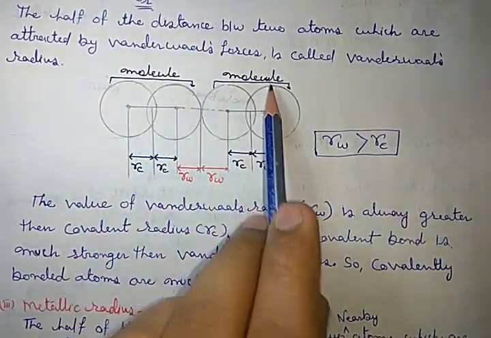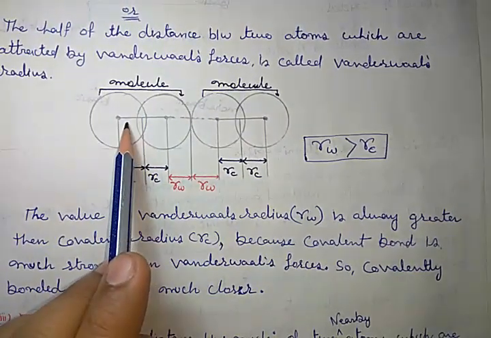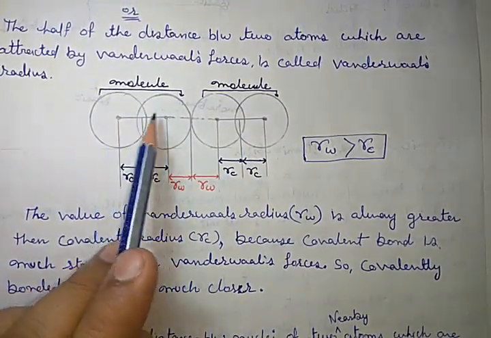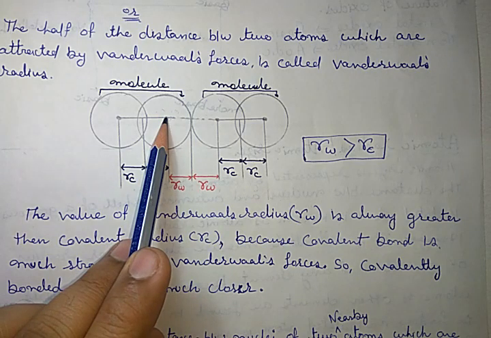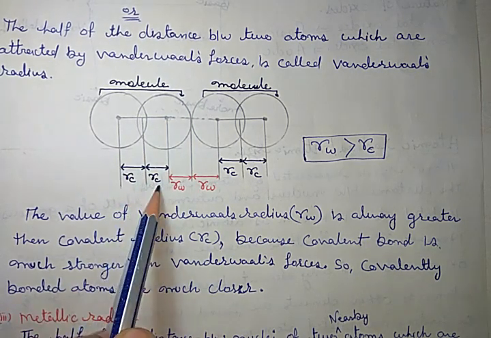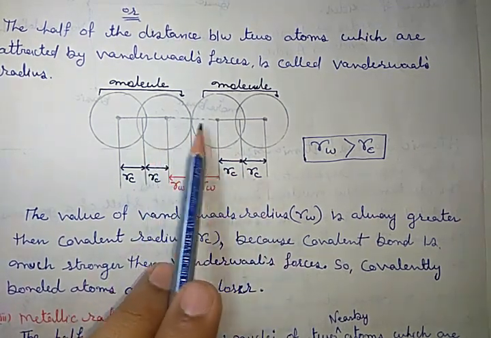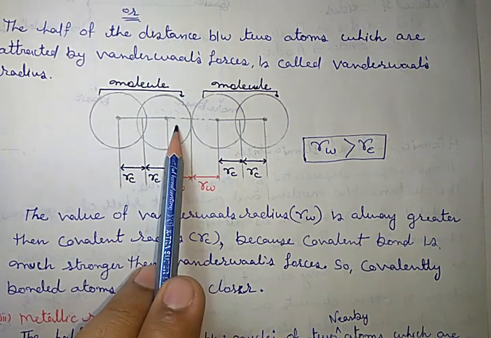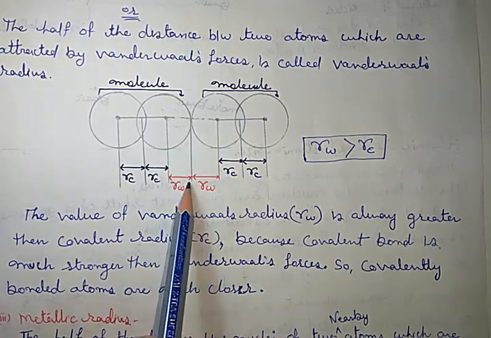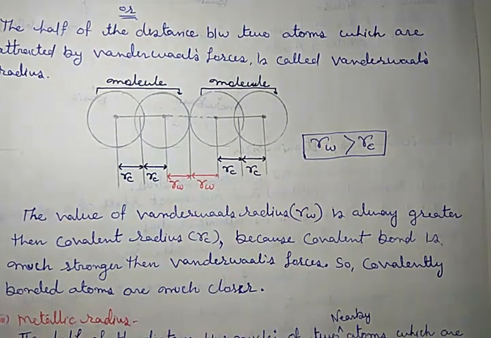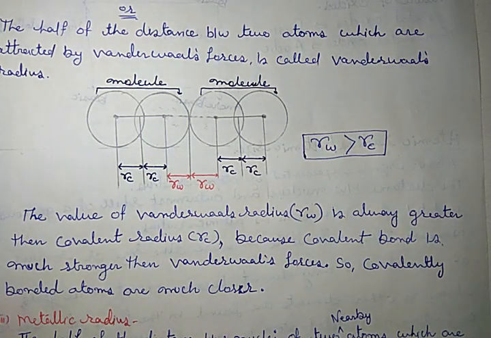That is a molecule. These are covalently bonded. So the distance between the two nuclei, the bond length, and its half is the covalent radius. Similarly here, these are covalent radius, and these two atoms which are attracted by van der Waals force, this distance half is known as van der Waals radius. It is observed that van der Waals radius is greater than covalent radius.